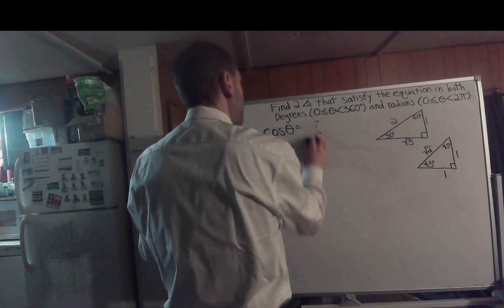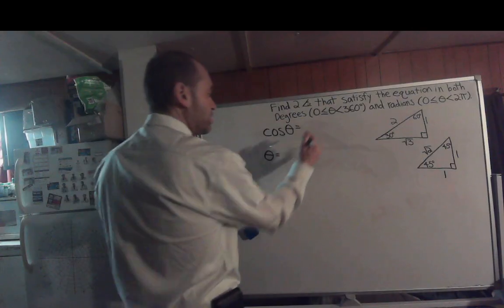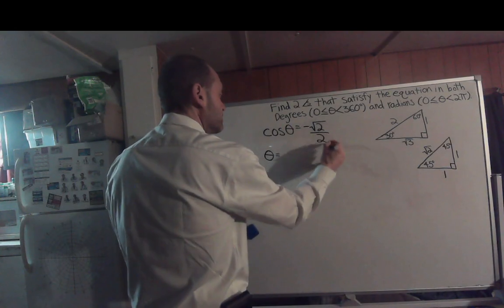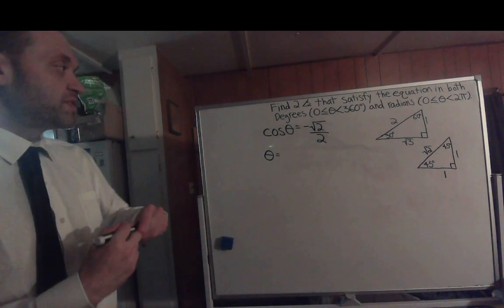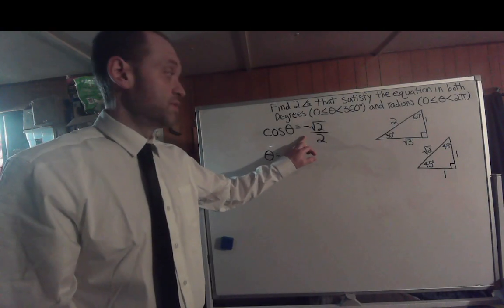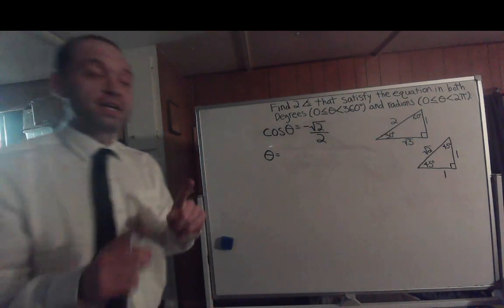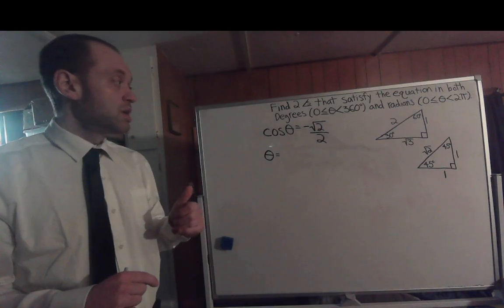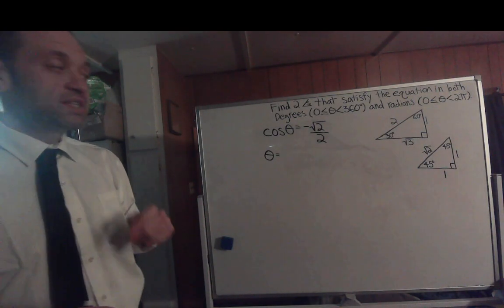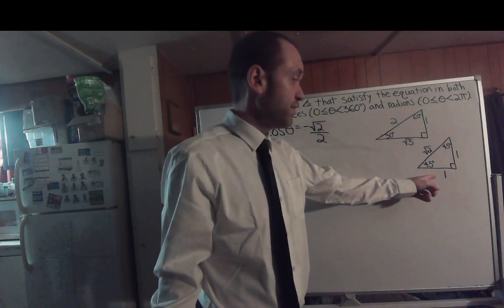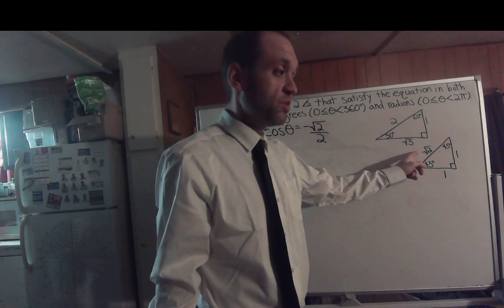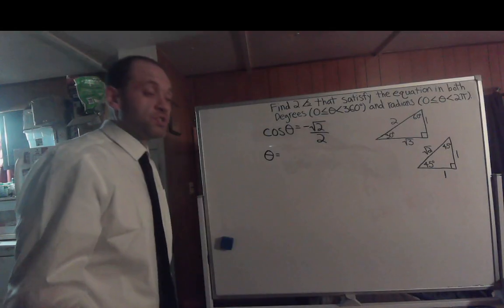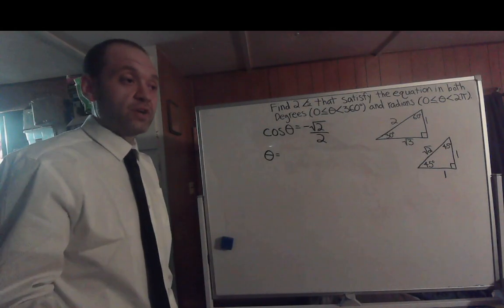All right. So now the cosine of theta this time equals negative the square root of 2 over 2. Where is the cosine negative? That's in the second and third quadrants, it's negative, right? Well, we have something similar. If you take the cosine of 45, you get 1 over the square root of 2, which is square root of 2 over 2. So we know it's going to be based off of a 45 degree reference angle.